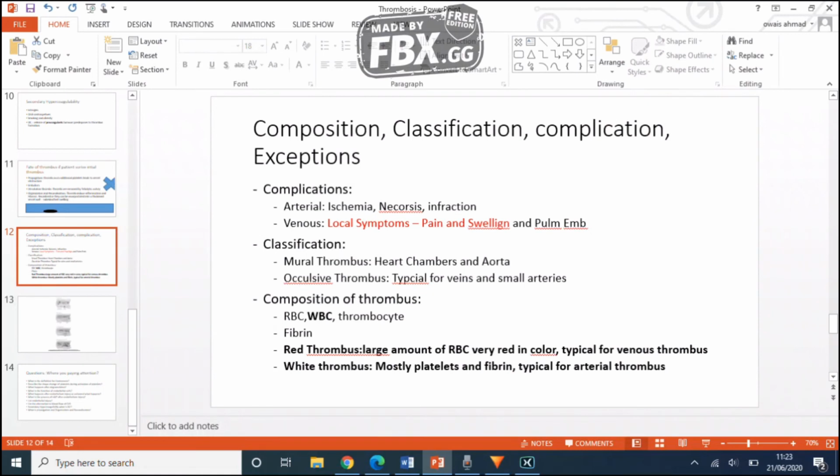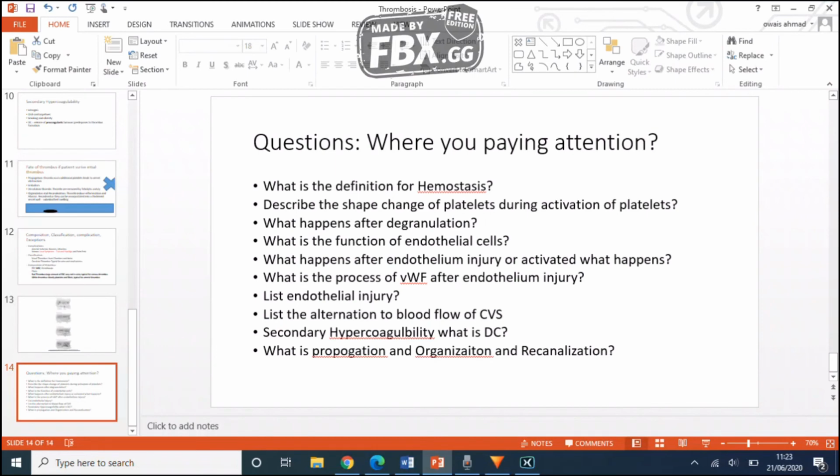First of all, we talked about location, so atrial and venous. The second thing we talked about was the different types. They can be mural, and also they can be occlusive, and then the combination red and white. Red is going to be the one with platelets, fibrin, and red blood cells, which is important for venous thrombosis, whereas white is just platelets and fibrin.